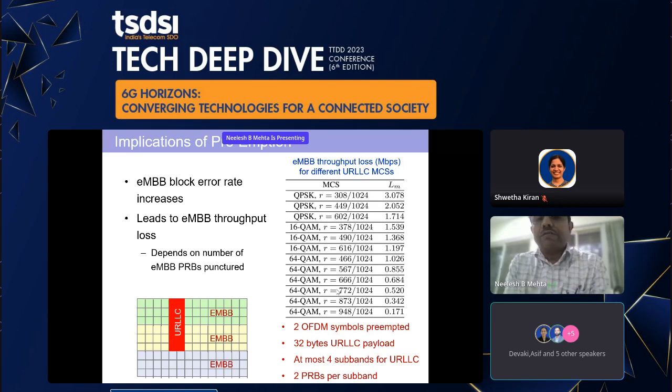That's essentially the trade-off. And in this table here, these are simulations done by my master's student, Govindu. What is shown here is different MCSs that are spec'd for URLLC. And on the rightmost column, the throughput loss in megabits per second of an EMBB user. And you can see that the throughput loss can vary significantly, all the way from essentially 0.1 megabits per second to 3 megabits per second, depending on which modulation encoding scheme you use for the URLLC user. So this clearly shows that you need to be very careful when you make these decisions. This motivates the resource allocation algorithm.